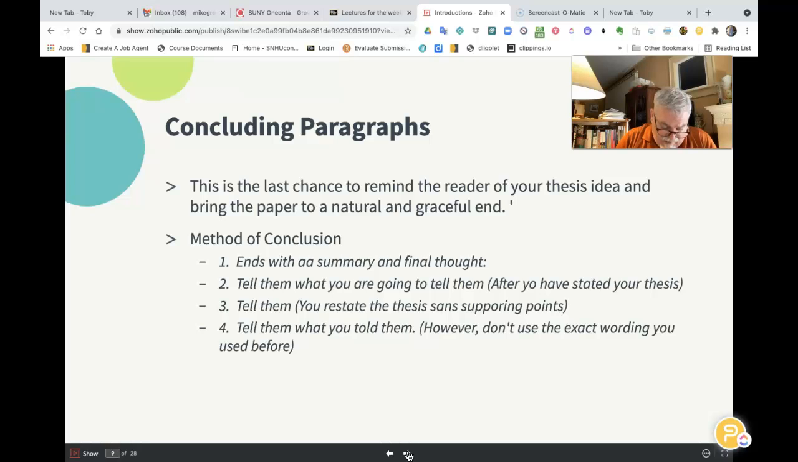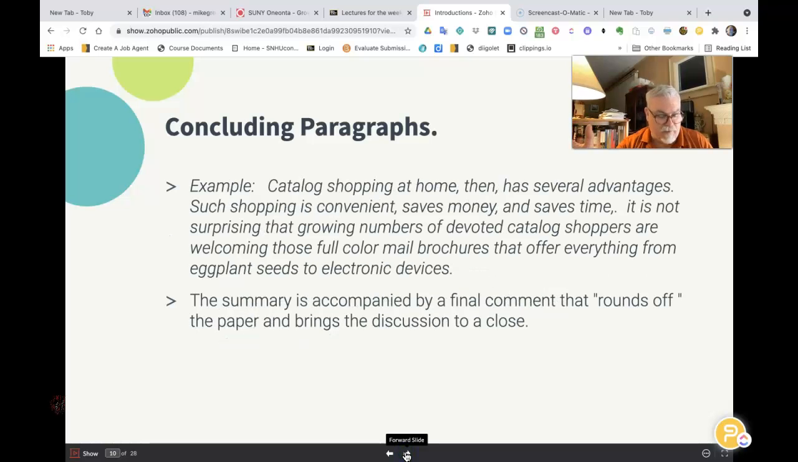Now, an essay that ends with a summary is not very different. You've stated your thesis, you've gone through all these supporting points, and you're going to restate the main supporting points a little bit to give an idea. Then you tell them what you told them, but you don't want to use the exact wording. So look at this concluding paragraph, okay?